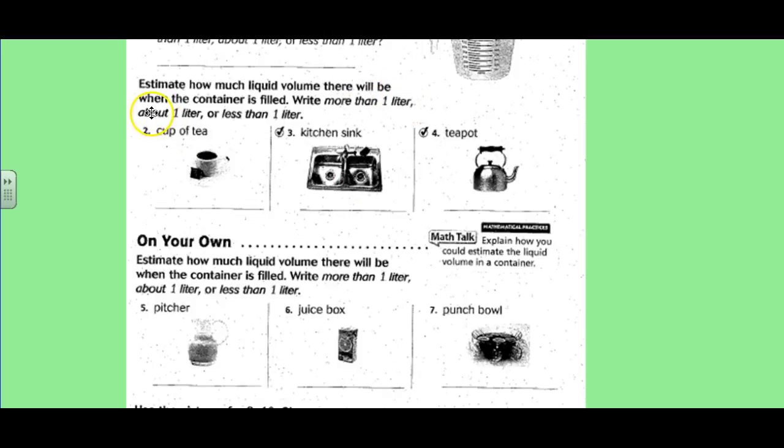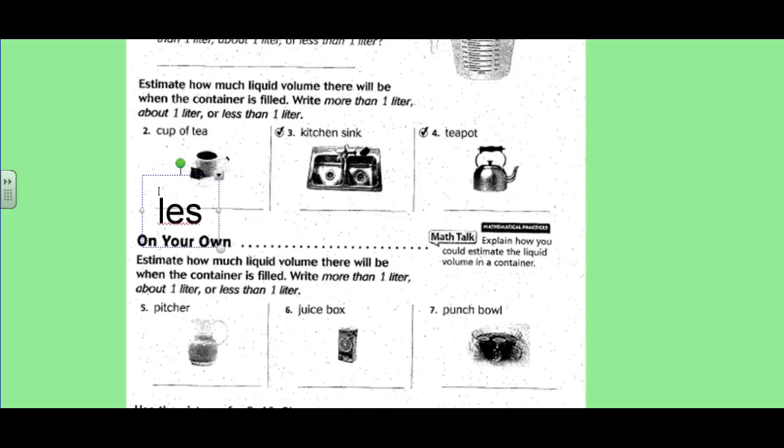Would they have about 1 liter? Or would they have less than 1 liter? Okay, so I'll do this one with you. If you have this small cup of tea, is that going to be more than 1 liter that would fit into the cup, about 1 liter that would fit into the cup, or would it be less than 1 liter?